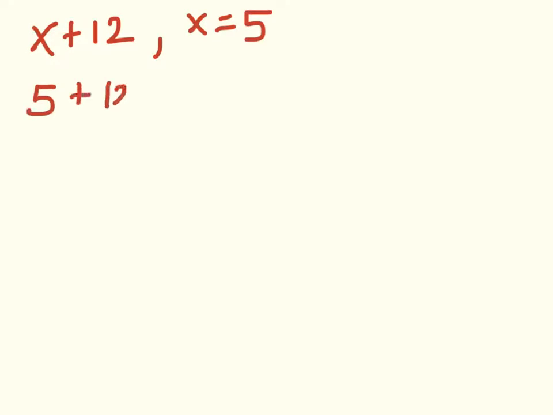Let's evaluate a few more expressions. Let's evaluate X plus 12 when X equals 5. Okay, all we have to do is substitute. So we take the value for the variable. In this case, X equals 5. So we'll place 5 where X used to be, and then complete the operation, giving us an answer of 17.